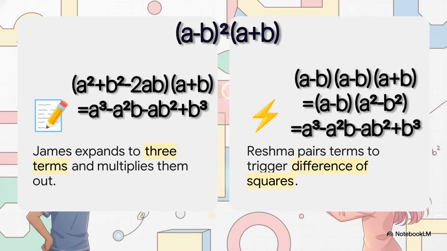So the crucial point is that recognizing these identities saves massive amounts of time. Consider this debate from the text between two students. They want to multiply a minus b squared by a plus b. James does it the hard way, expanding the square into 3 terms and multiplying them out. But Rashma is clever. She breaks apart the square into a minus b times a minus b. Then she pairs one a minus b with the a plus b to instantly trigger the difference of squares identity, giving her a squared minus b squared. Rashma's path is incredibly elegant and, frankly, way less prone to simple errors.